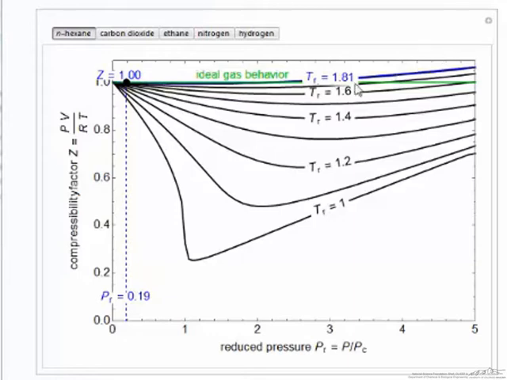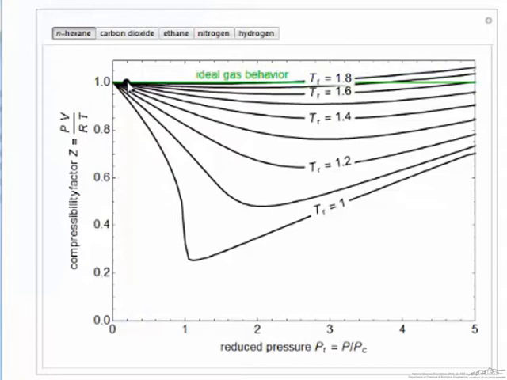The plot in the dynamic simulation shows the compressibility factor Z as a function of the reduced pressure PR. There are families of curves corresponding to different reduced temperatures. As the cursor is moved, it tracks three parameters: Z, PR, and TR.